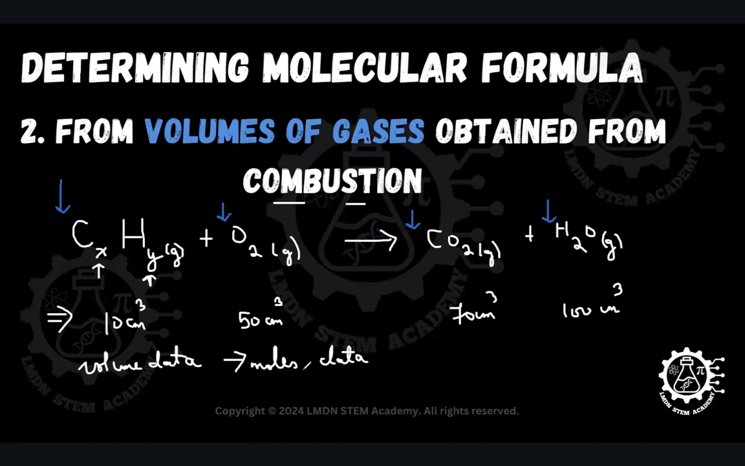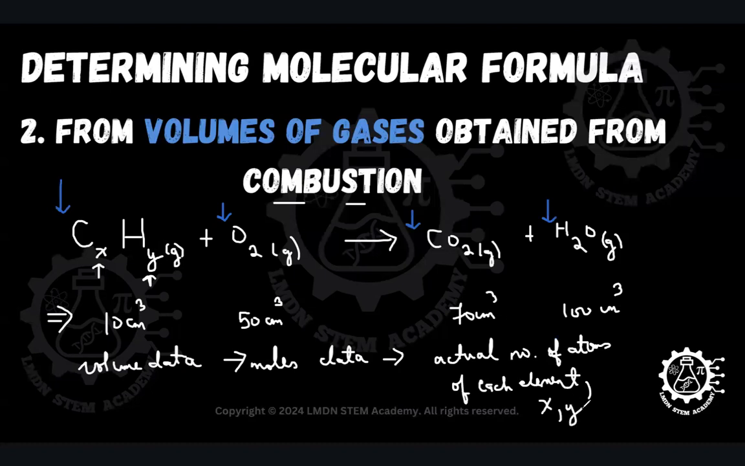Once we're able to successfully get that moles data, or kind of like a stoichiometry for this reaction, then we can find the actual number of atoms of each element in that hydrocarbon. So I'm just going to write here that we're seeking ultimately the actual number of atoms of each element in that unknown compound. Effectively, if we look at this compound, we're seeking to find what is X and what is Y. So that's the overarching goal.